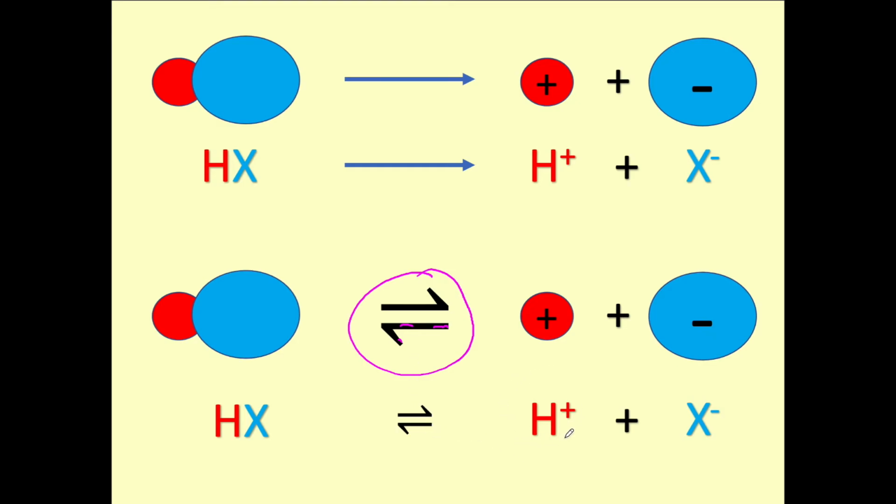And so what that means is that when some of the H+ ions have formed, they can then reform HX in that reversible change. And so our amount of H+ ions that are in solution is actually lower compared to this example at the top. So this example at the top, we have complete ionization, whereas at the bottom it's incomplete and we can reverse it.